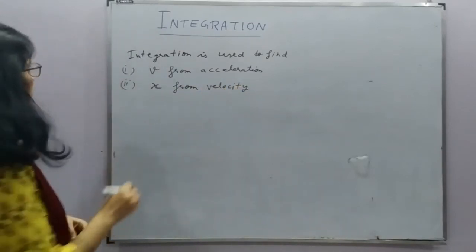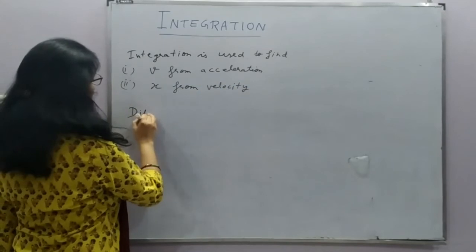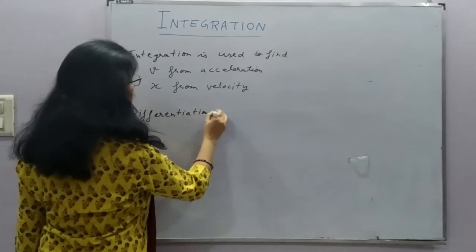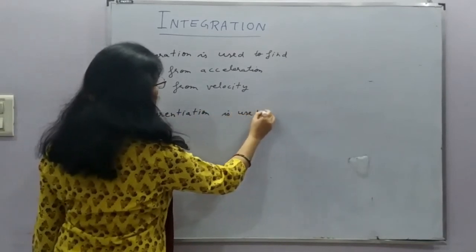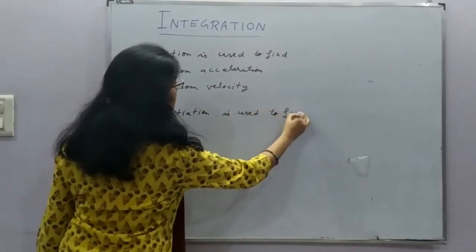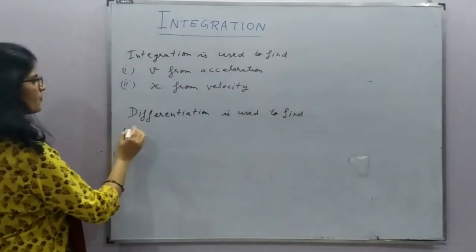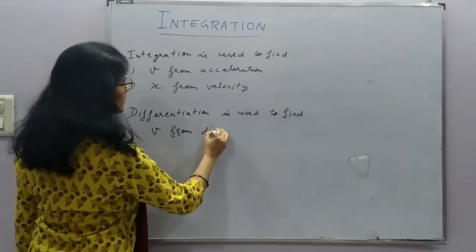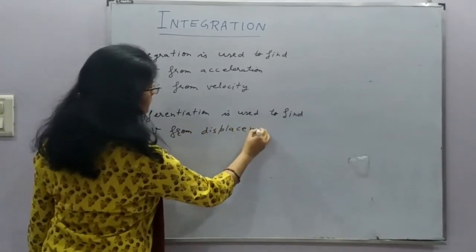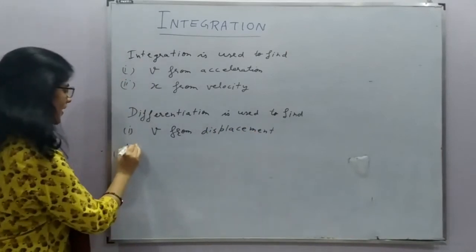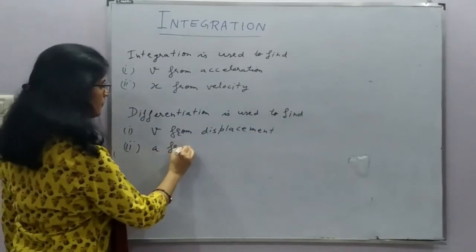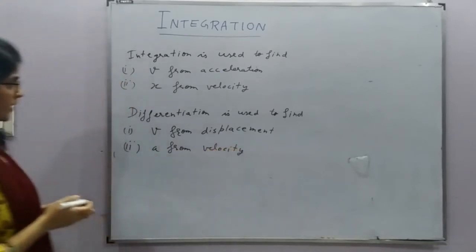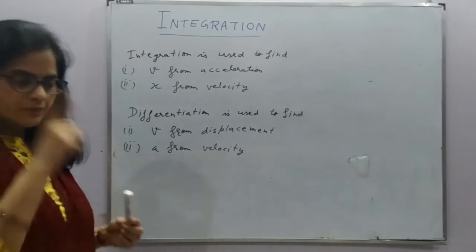And second important point is differentiation is used to find first velocity from displacement, right, and acceleration from velocity. These are very important points, so we need to keep this in our mind.